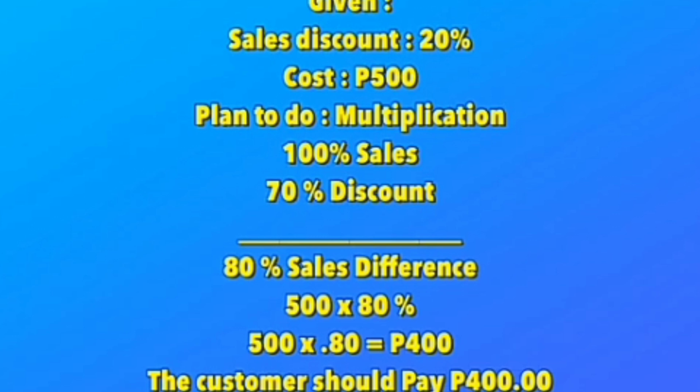Now then we have to multiply 500, the cost, times 80%. So this 80%, if we're going to use it manually, becomes 0.80. So 500 times 0.80, then our product is 400 pesos. So the customer should pay 400 pesos. Okay.